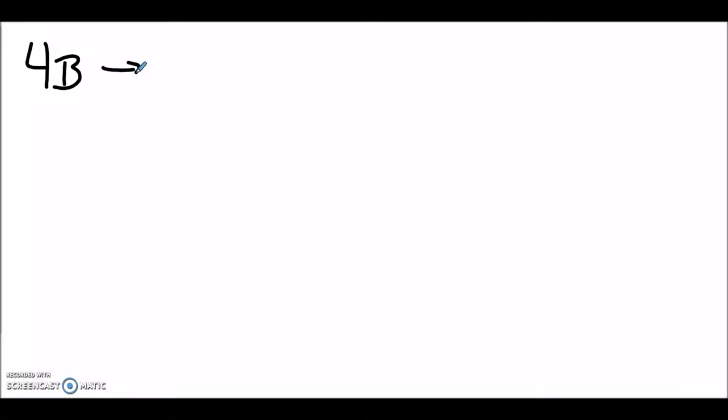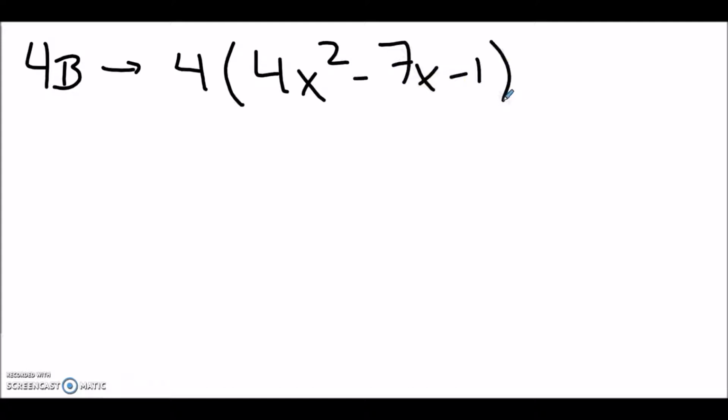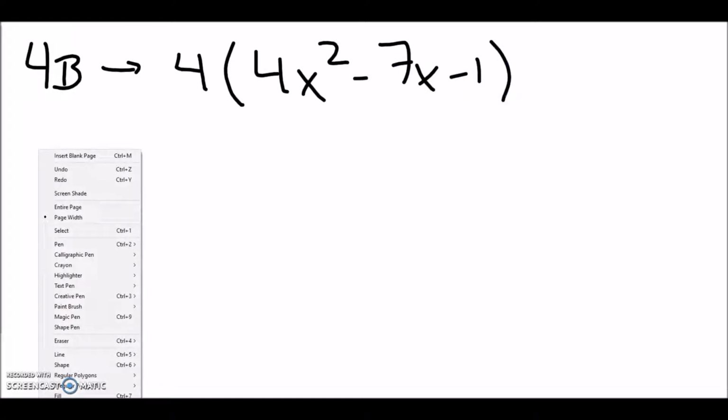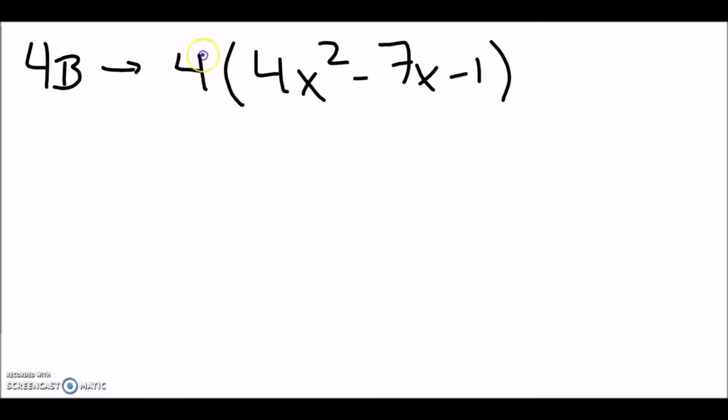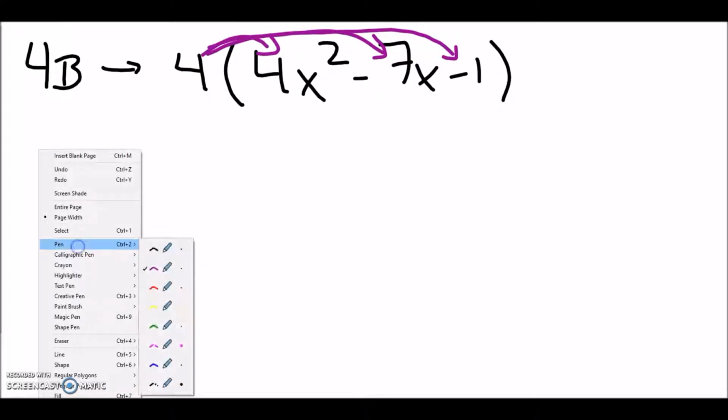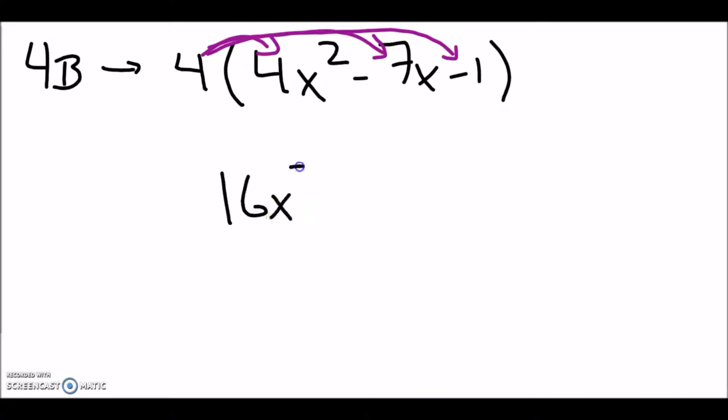What's 4b? What's 4 times our b polynomial? Well, I'd write 4, and I'd write my b polynomial, 4x squared minus 7x minus 1. I have to distribute. I'll use a colored arrow for that. 4 times that, 4 times that, 4 times that, and keep track of my signs. So 16x squared minus 28x minus 4. Easy, I know.